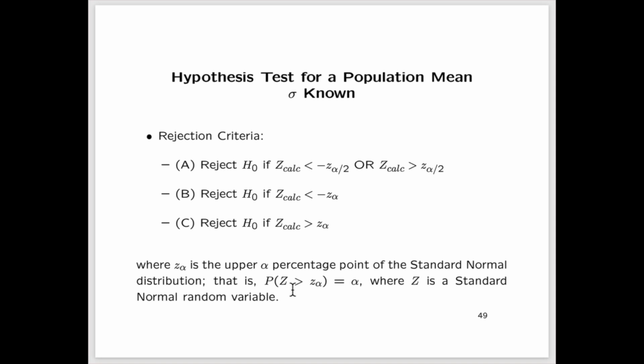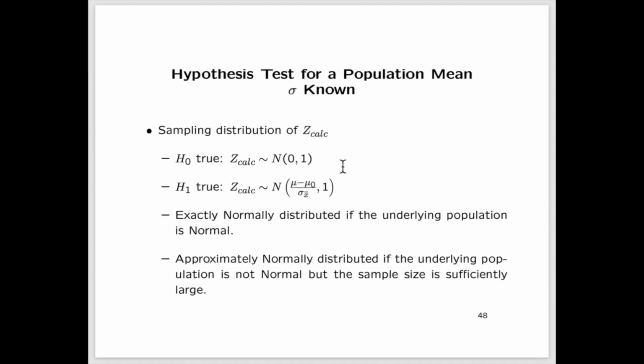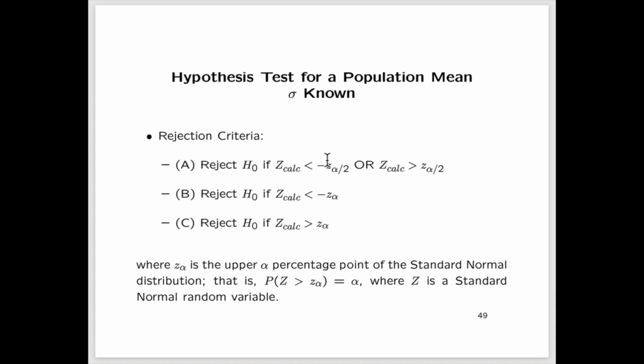Because we know that the sampling distribution of z-calc will be at least approximately normally distributed, the standard normal distribution, which is the sampling distribution of z-calc if the null hypothesis is true, is the reference distribution from which we get the critical points for the 3 tests that we're looking at here.